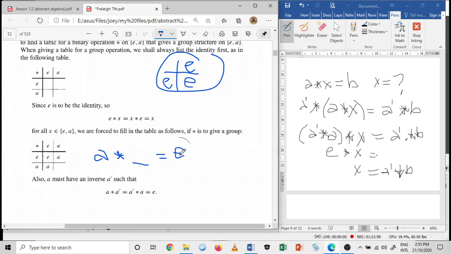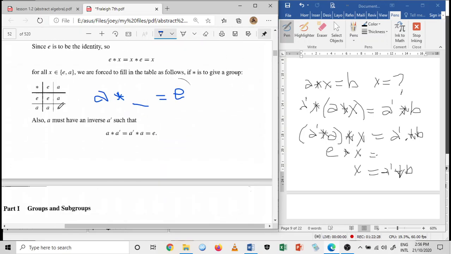Meaning, E should be found in the row containing A and the column containing A. Again, E must be somewhere aligned with A horizontally and aligned with A vertically. There should be an E somewhere there. But note that there is only one blank space, meaning there is no other space left but here. So that is where we put E. Therefore, we see that the inverse of A is itself by this table. We cannot form any other group structure with two elements other than this. Meaning, there can only be one group with two elements as shown by this table.